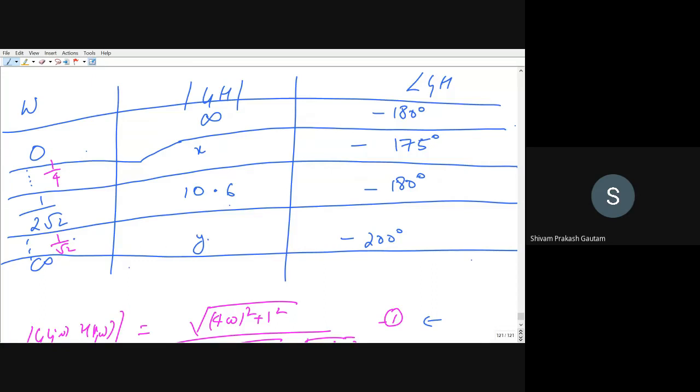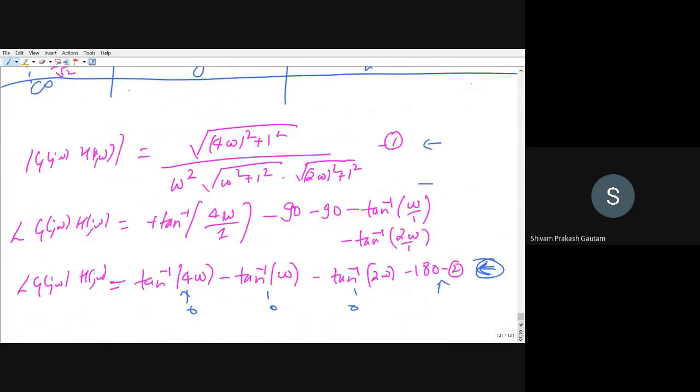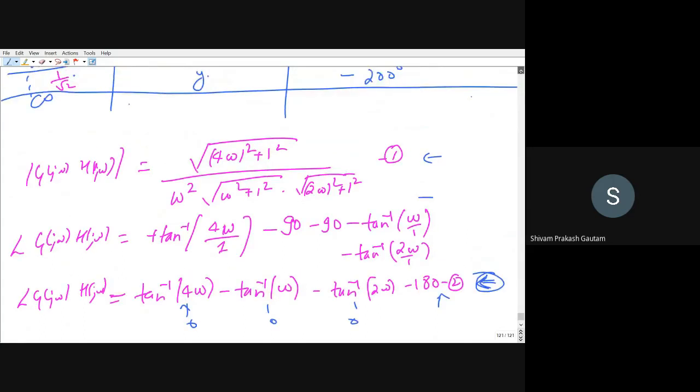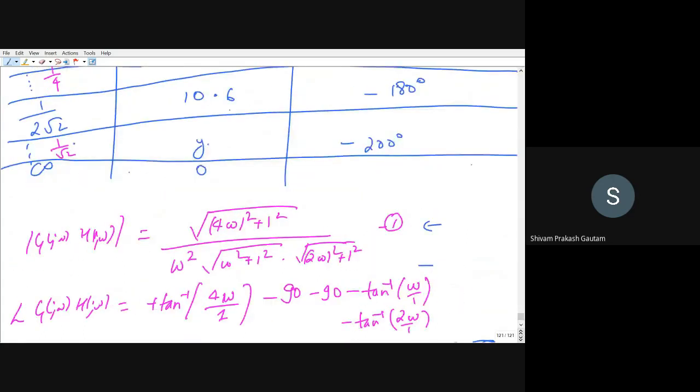And when you substitute omega is equal to infinity in equation number 1, you can see a 1 upon omega square term is there. So because of this, the magnitude will become 0.